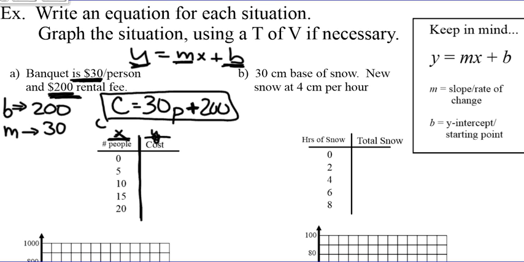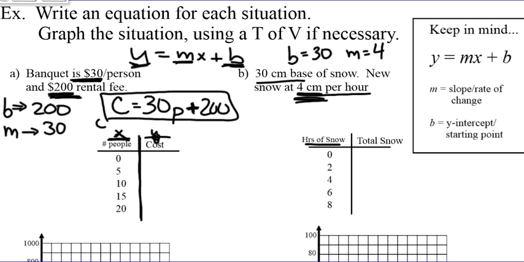For B, you're going skiing. There's a 30 centimeter base of snow at the hill. They have 30 centimeters already on the ground. And they're getting snow 4 centimeters per hour. So what do we want to know? Well, we need to know what's the b value. What are we starting with? We're starting with a 30 centimeter base. It's already there. But what's the slope? What's the change that's occurring? 4 centimeters per hour. So now I can create my equation.